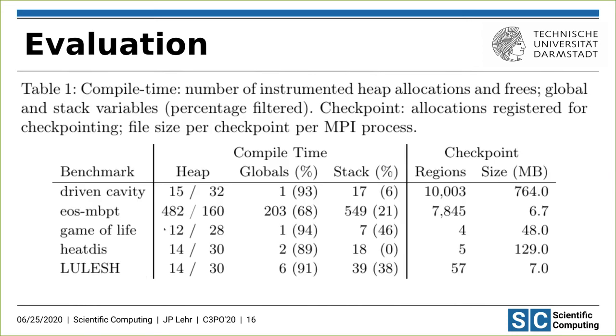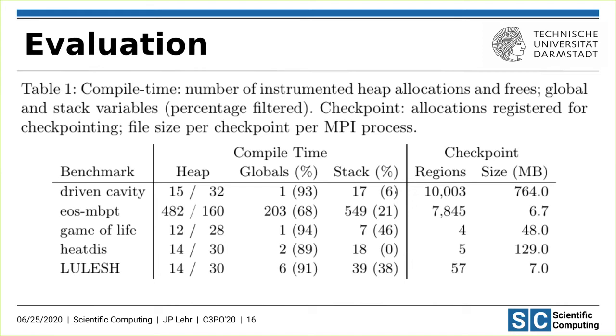We capture a couple of compile time numbers for analysis. So here, for example, we see how many heap allocations we instrument and how many heap deallocations we instrument. Also, how many globals we actually have to instrument, and the percentage of the total number of globals that we are able to filter out from the instrumentation. Also stack allocations here, and again the percentage of stack allocations that we are able to filter out.